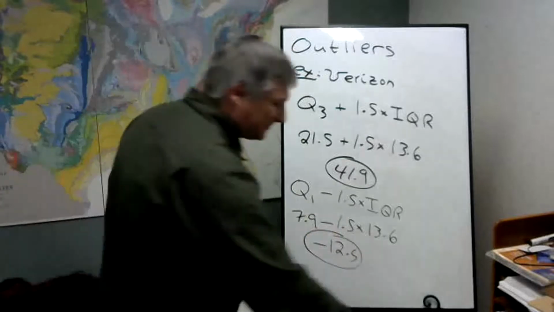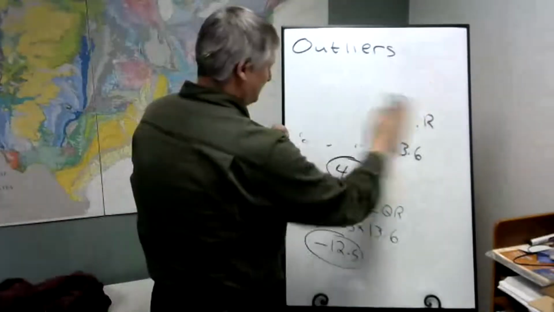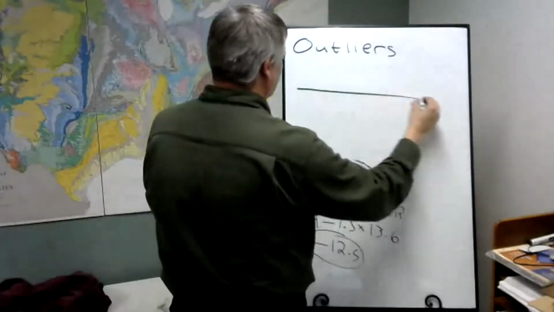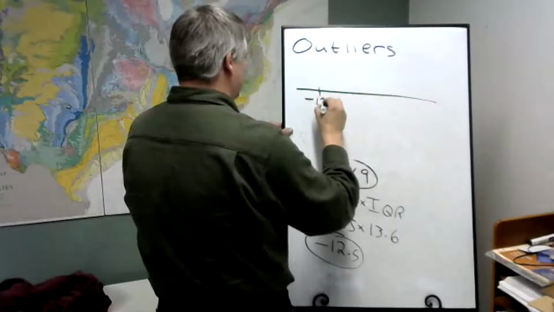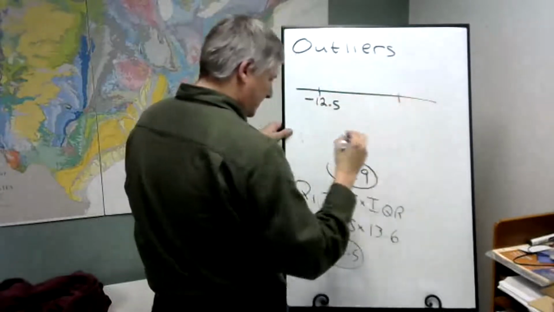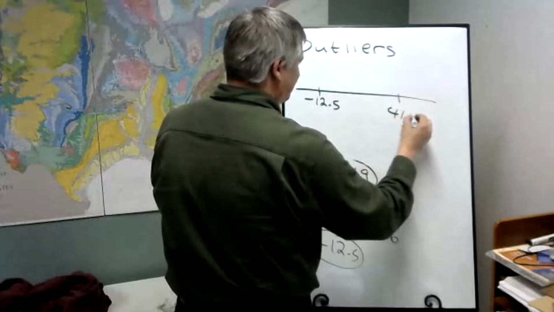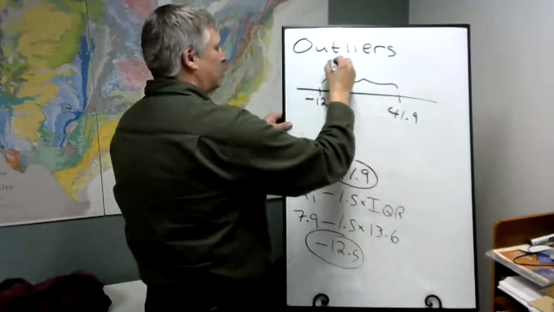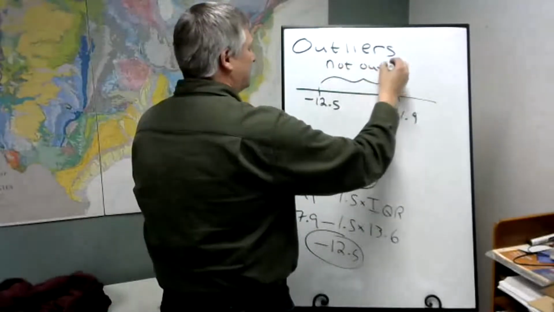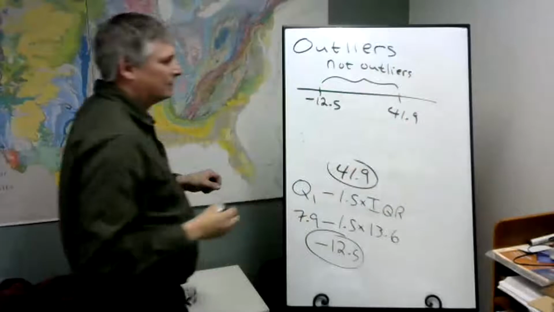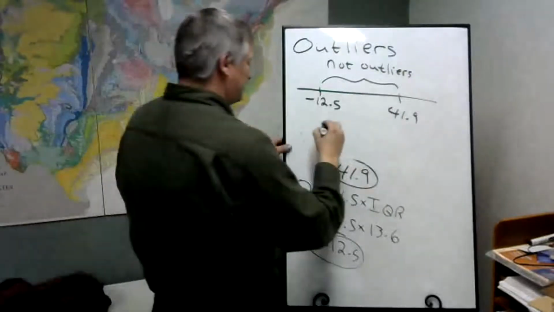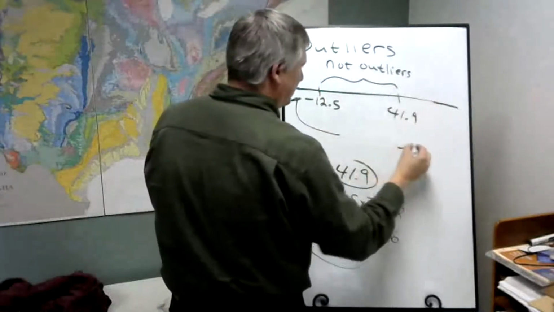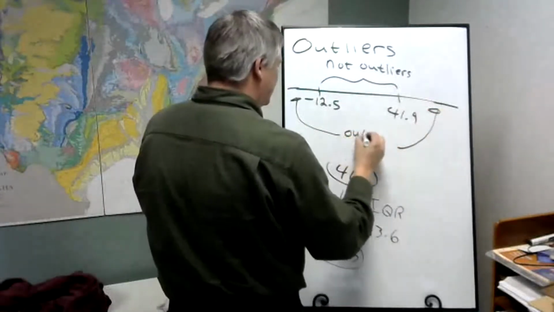So what it says is this. If we have our data, here's negative 12.5, and here's 41.9. Data that's between these values are not outliers. But data beyond these values, say out here or out here, these are outliers.